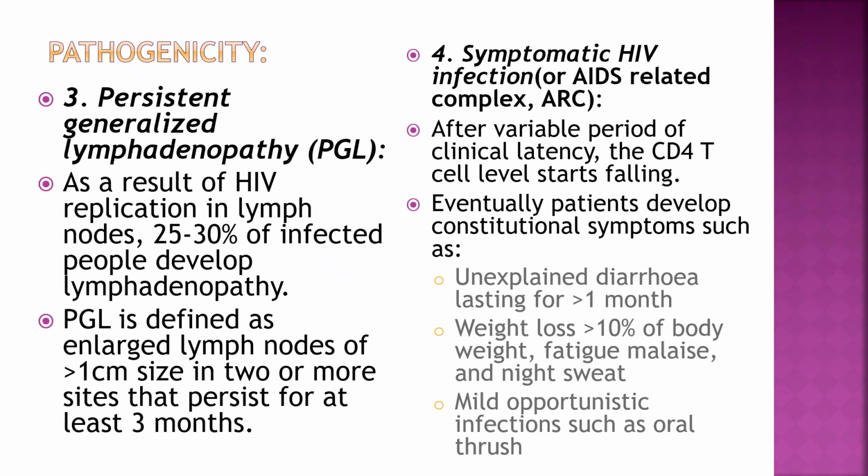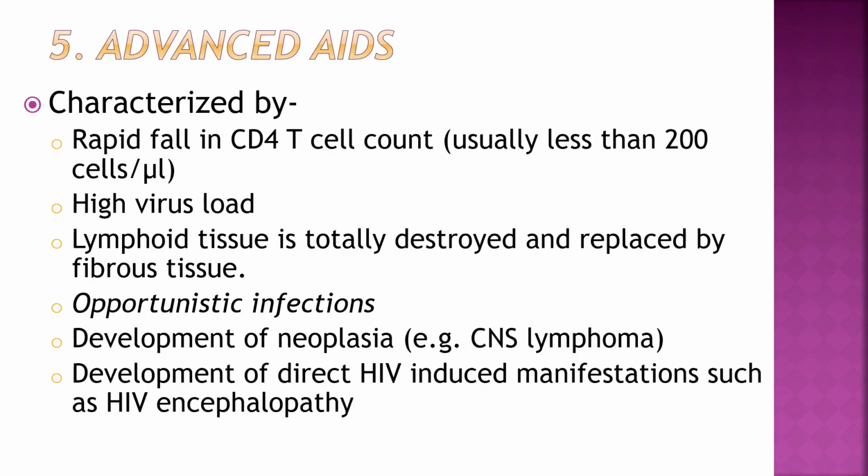Fourth is symptomatic HIV infection or AIDS-related complex (ARC). After a variable period of clinical latency, CD4 T cell level starts falling. Eventually, the patient develops constitutional symptoms like unexplained diarrhea for more than 1 month, weight loss of more than 10% of body weight, fatigue, malaise, night sweats, and mild opportunistic infections such as oral thrush.